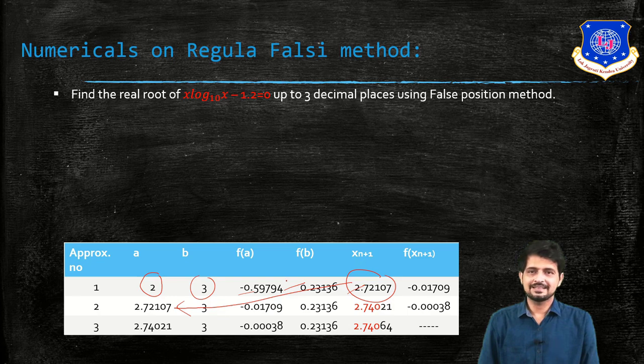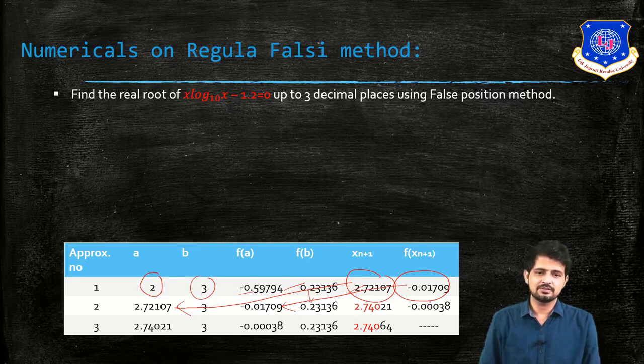So, if I am placing xn plus 1 in A, then f of xn plus 1 is to be placed in f of A. See, this is my f of xn plus 1, and this is to be placed in f of A. And as B is the same, f of B will also be the same. Then again you have to find the value of xn plus 1, then again f of xn plus 1. How can we find f of xn plus 1? By placing this value in the main function. Okay, again it is negative. As it is negative, place xn plus 1 in A, and B will be as it is.